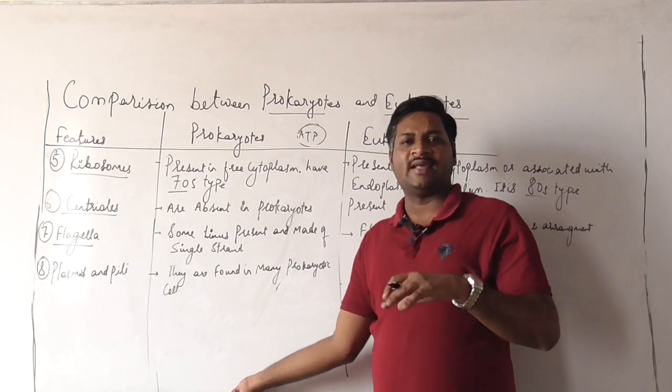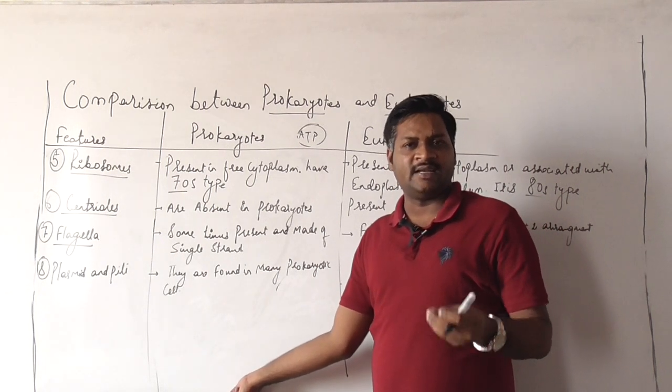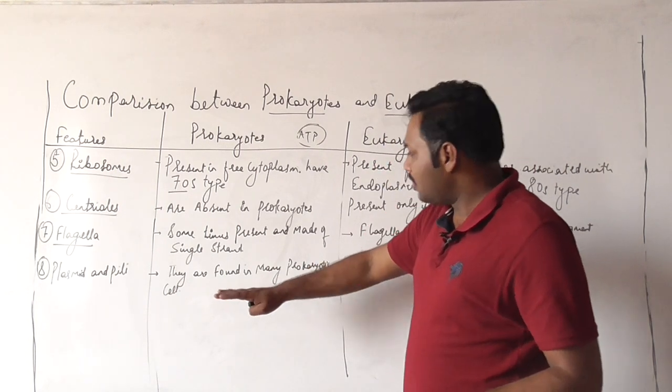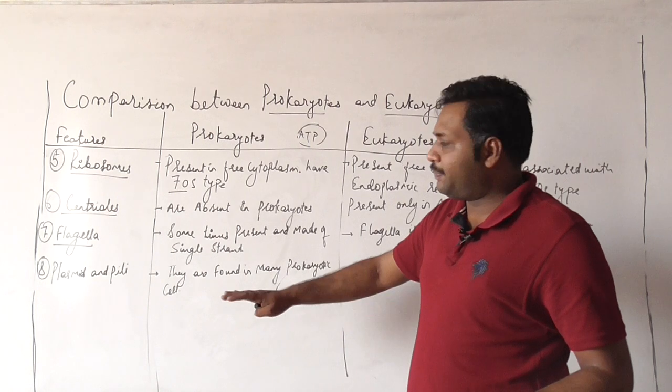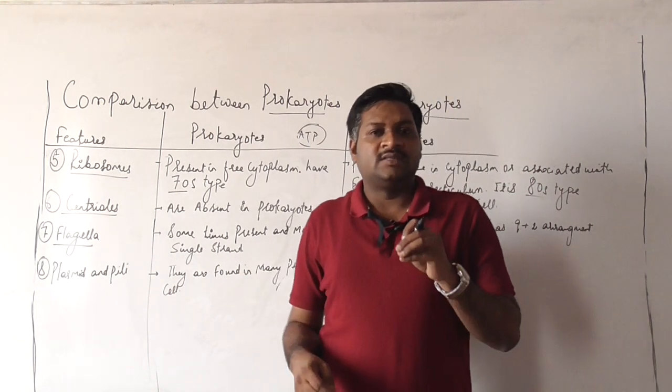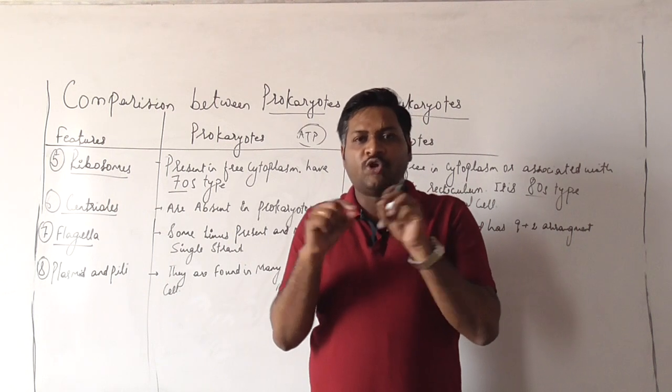So we'll discuss when we will discuss about the pili structure in detail. Flagella and pili structures are there that we have to discuss in another lecture. So here in case of plasmid is present and pili. Pili is also present. That is a type of sex pili. It forms a kind of tube.